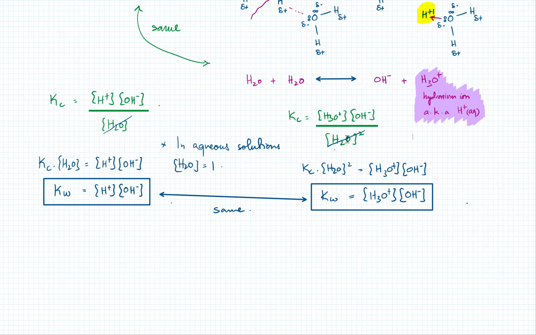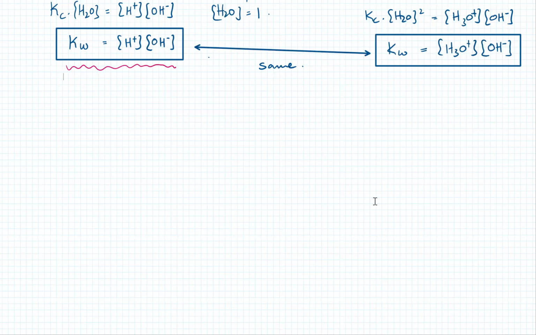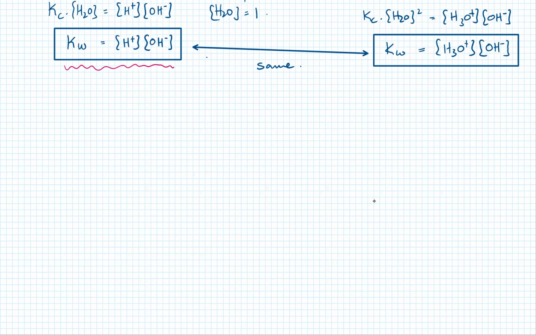From now on, remember they can be used interchangeably, but I'm going to stick to this one because it's more frequently used. But don't forget that H plus one would sometimes be written as H3O plus one. Anyways, what is the purpose of this thing, the application of Kw? Why do we have Kw in the first place?